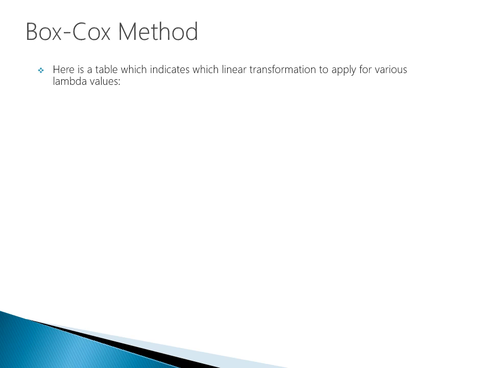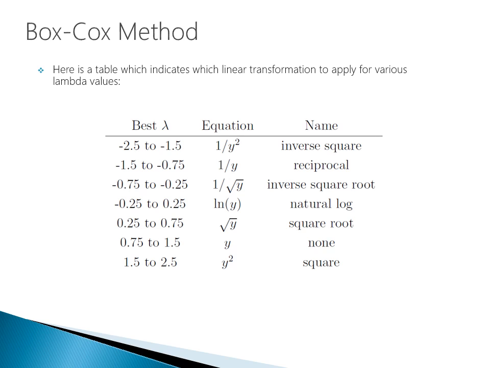Here's a table which indicates which linear transformation to apply for various lambda values. So if I have a lambda that falls within -2.5 to -1.5, perhaps the transformation I should use is an inverse square. If I have a value of somewhere between 1.5 to 2.5, maybe I should use the square value. So we can look at different lambda values and know, okay, from this value how I should go about transforming my data.